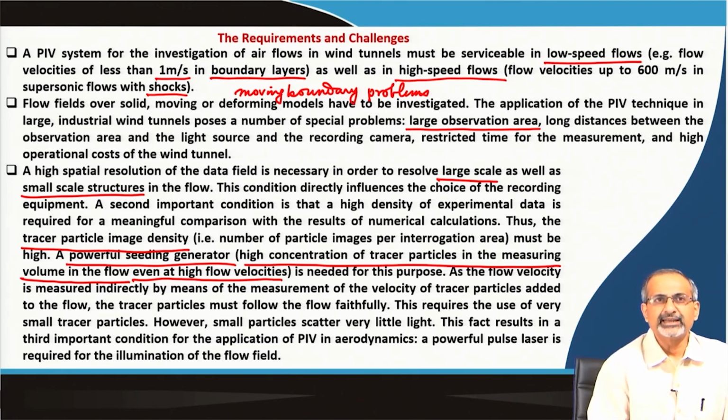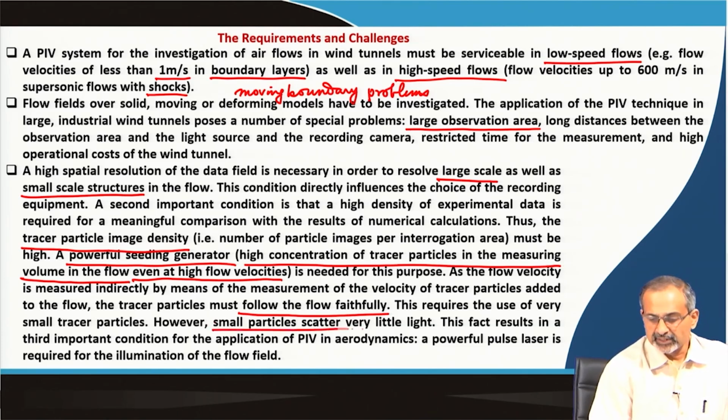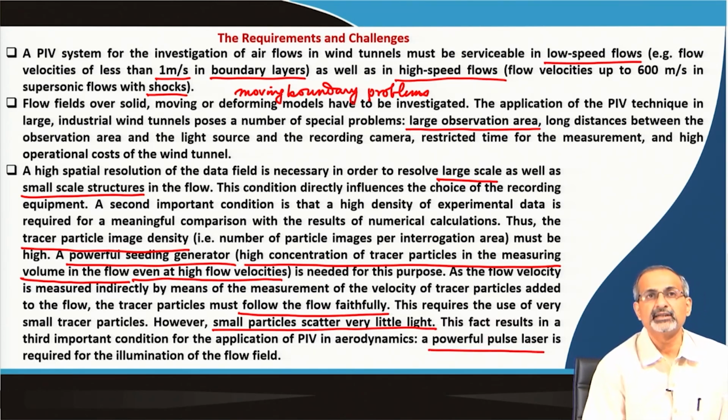As the flow velocity is measured indirectly by means of the measurement of the velocity of tracer particles added to the flow, the tracer particles also need to follow the flow faithfully. In general, we know that the particles need to be small for doing that reliably. However, the small particles would also scatter very little light. Therefore, there are contradictory requirements here. So, this essentially results in a third important condition for the application of PIV, that is a powerful pulsed laser which would illuminate the flow field even if it is laden with very small sized particles.